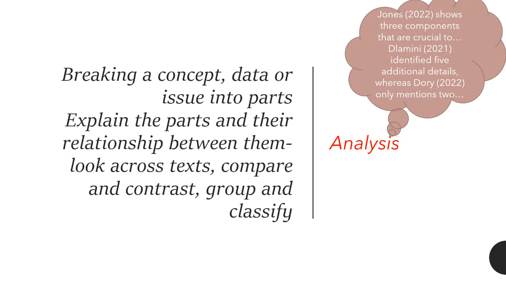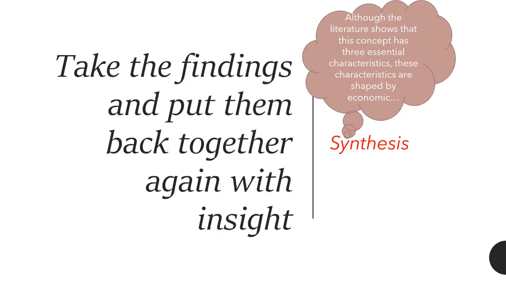So here's an example. When you analyze, you would, for instance, say Jones 2022 shows 3 components that are critical to A, B, and C. Lamini, however, identifies 5 additional details where Dory only mentions 2. And that would be comparing and contrasting, and one way of writing up once you've analyzed.